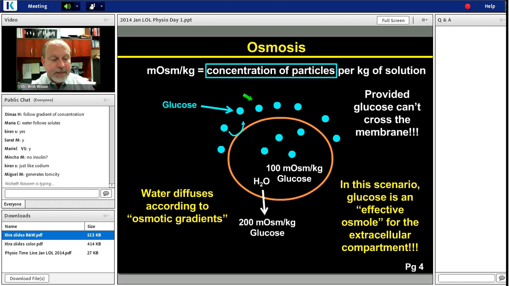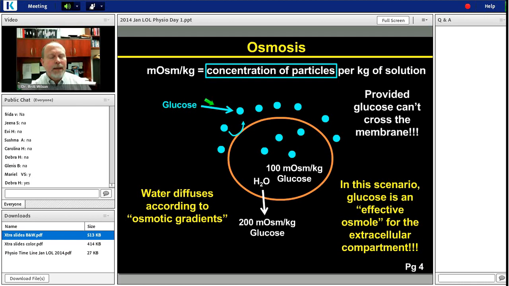Okay? So under normal circumstances, what was that electrolyte that doesn't easily cross the cell membrane? Sodium. So sodium is an effective osmole for the extracellular space. Do you see the terminology? Albumin is an effective osmole for the vascular compartment, so the plasma. It's a great term. Gets us right to the point very, very quick.